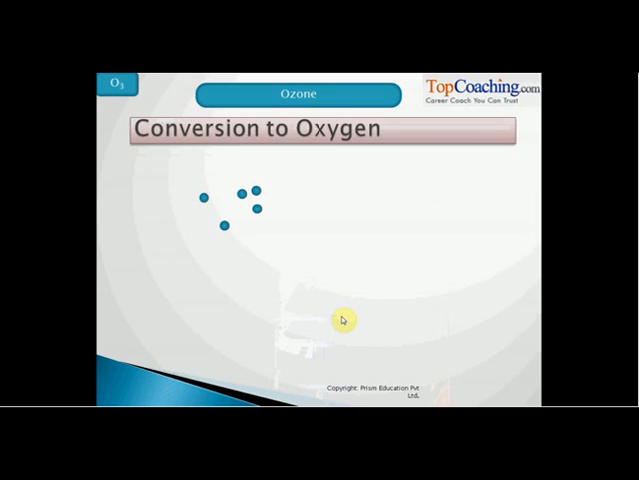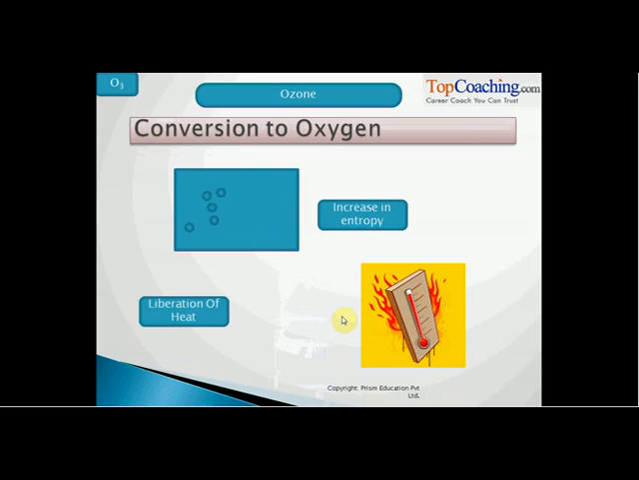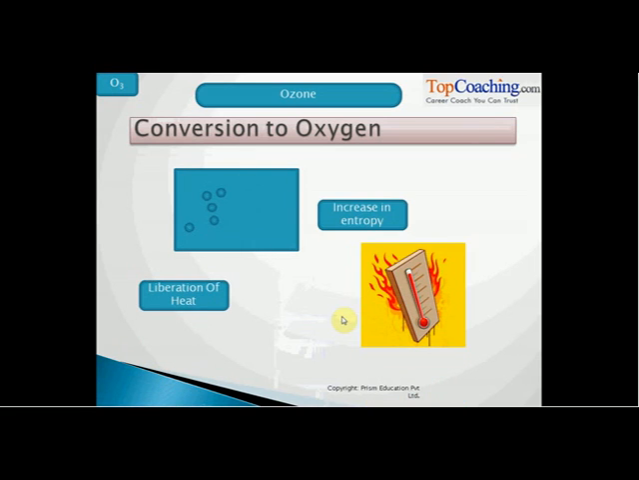Okay. Ozone readily gets converted into oxygen, and this conversion is not a very thermodynamically stable process. There is an increase in entropy of the system, right, and liberation of heat. Now, do you remember from your thermodynamics class what are the delta S and delta H values for such a system? When heat gets liberated, is delta H negative or positive? And similarly, when entropy increases, delta S is positive, right? And when heat gets liberated, delta H is negative.